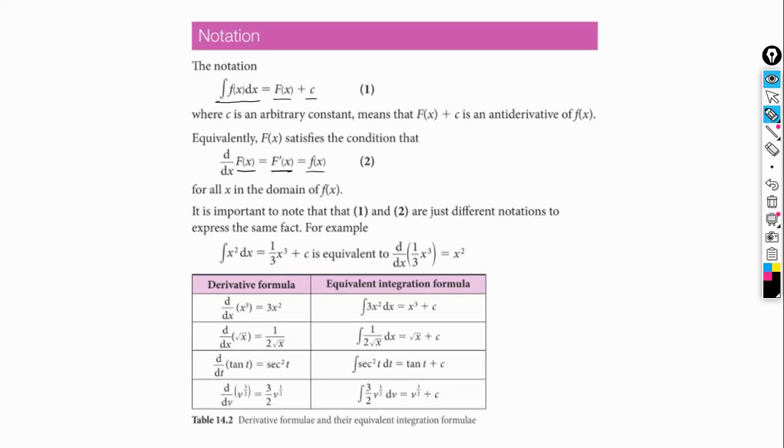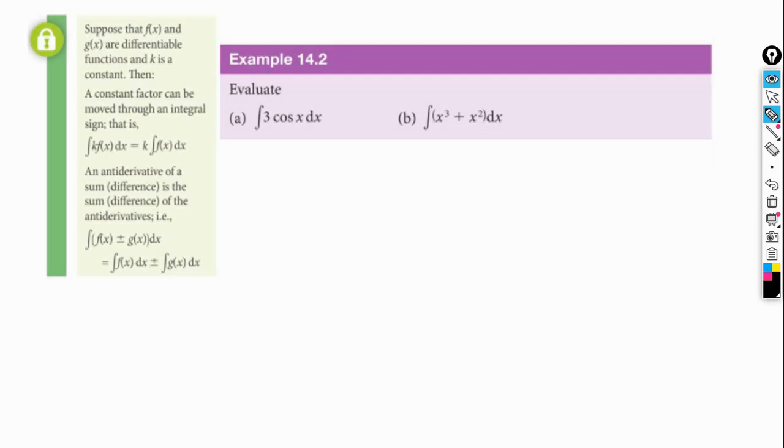Then you can see this table below where you have some equivalence from integration to derivatives. So for example, the 3x squared that we just did before, integrating that would be x cubed plus c. And so forth. You have more examples that you can see for yourselves. Next, we will work on example 14.2. But before, we have to look at a couple of rules here for integration.